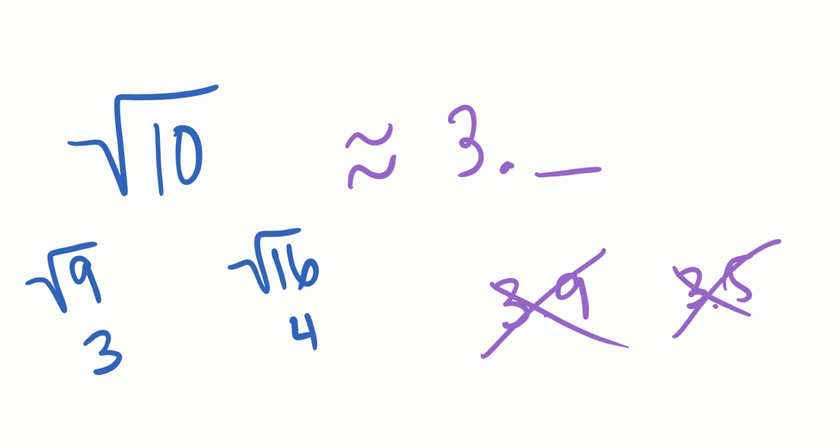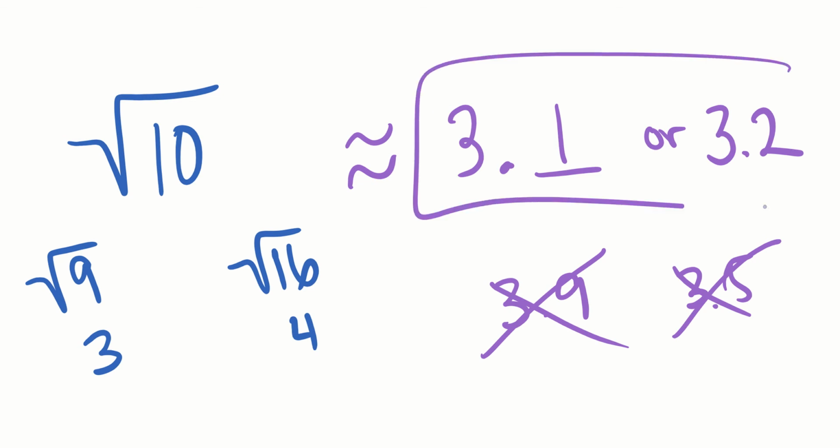Also not the case. 10 is pretty close to 9. So if I round to 3.1 or even 3.2, I'm saying 10 is closer to 9 than it is to 16. So these would be reasonable answers or reasonable approximations of the square root of 10.